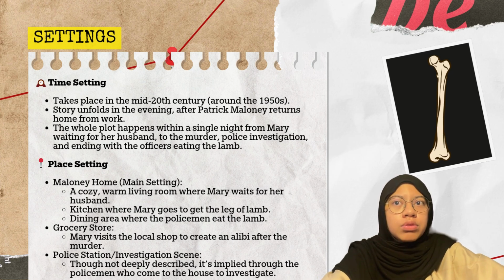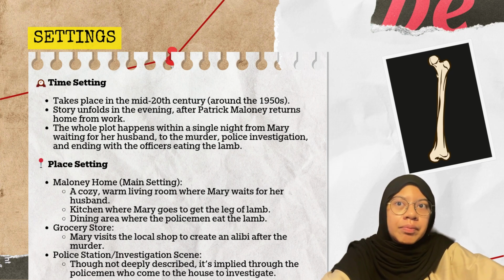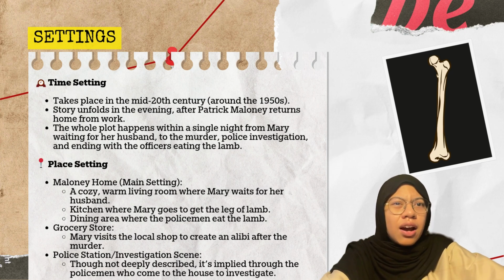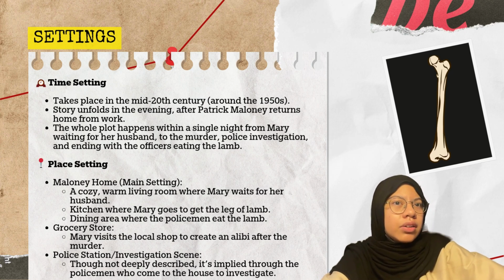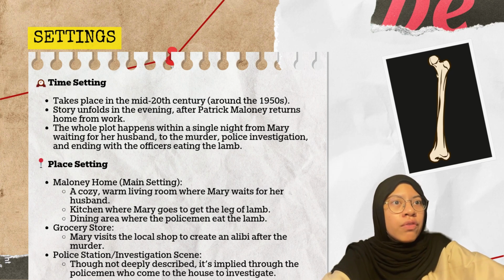So, to sum up, the time setting is the 1950s, happening over one evening. The place settings include the Maloney home, the grocery shop, and the crime scene. These settings are very important because they create a normal everyday atmosphere at first, which makes the shocking events of the story stand out.